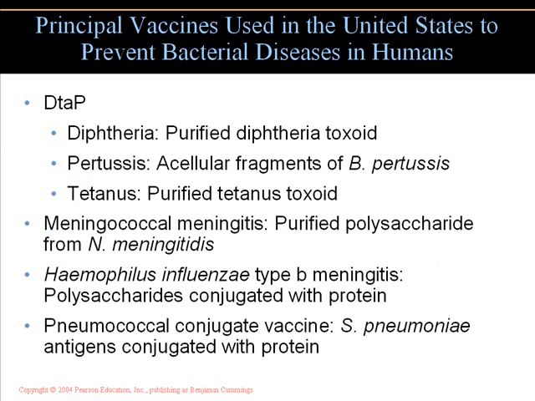Some principal vaccines used in the United States to prevent bacterial disease include diphtheria, pertussis, and tetanus. We also have vaccines for meningococcal meningitis, Haemophilus influenzae, and forms of pneumococcal disease.